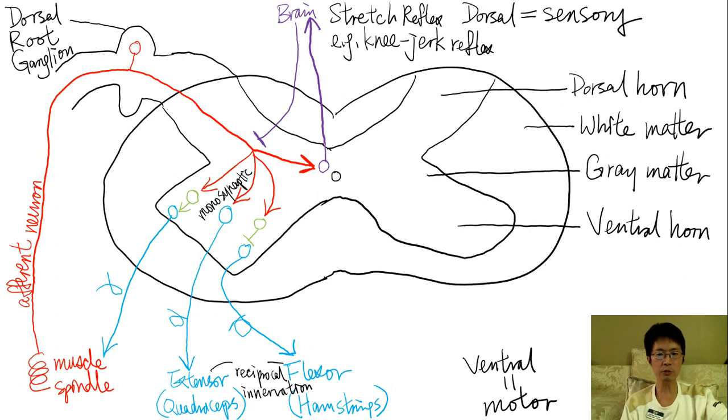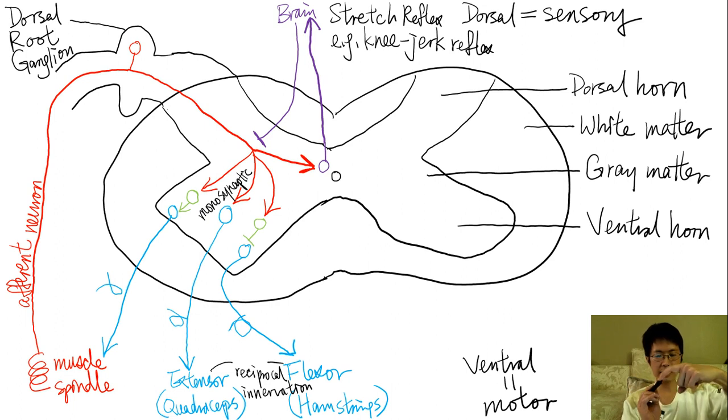When there's no action potential, what will happen to the flexor muscle? No action potential means the flexor muscle, or hamstring, will be relaxed. So that's what happens when the extensor muscle contracts. When the extensor muscle contracts, the hamstring flexor muscle will relax, so that it will allow the jerking of your lower limb, your lower leg. When the extensor contracts, the flexor relaxes, then your leg can jerk.